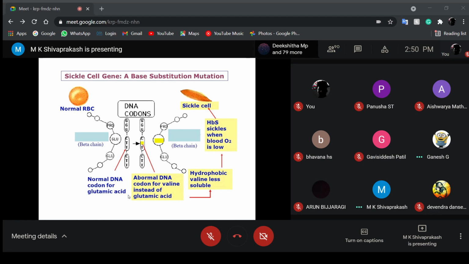Then they will, because they will not get sufficient oxygen supply through the blood circulation. So they have to opt for other means.